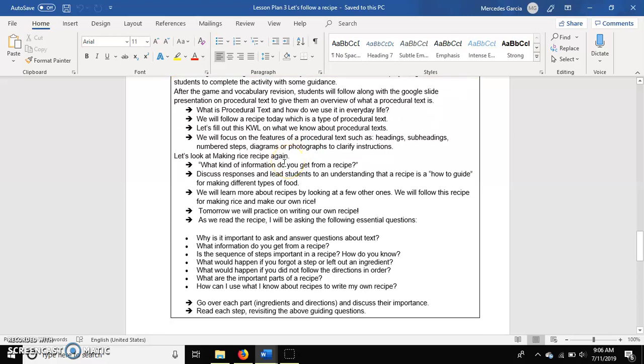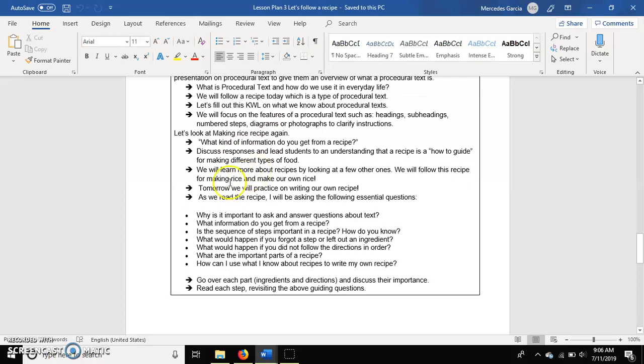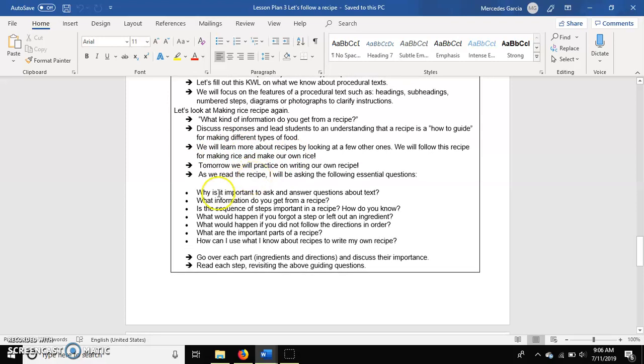We'll be looking at the making rice recipe again. What kind of information do we get from the recipe? These are all questions I'll ask them. We'll learn more about recipes. We'll follow this recipe for making rice and make our own rice. Tomorrow we'll practice writing our own recipe, which is the next lesson.